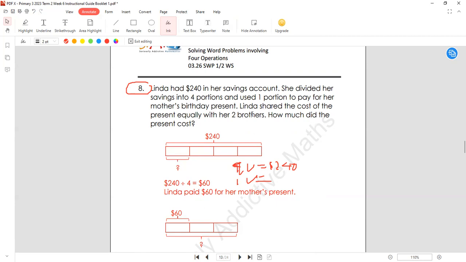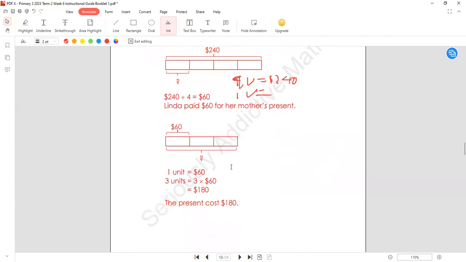Okay, so this is the part that students may get confused. She shared it equally. So some may divide it by 2, but actually it's Linda sharing the cost with 2 brothers. So it's actually divided by 3.